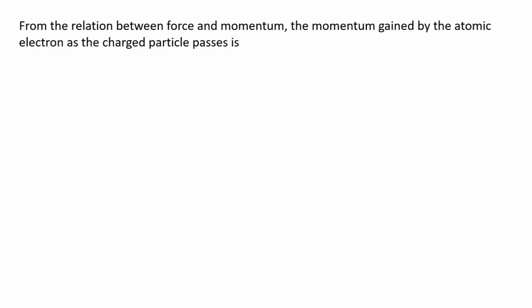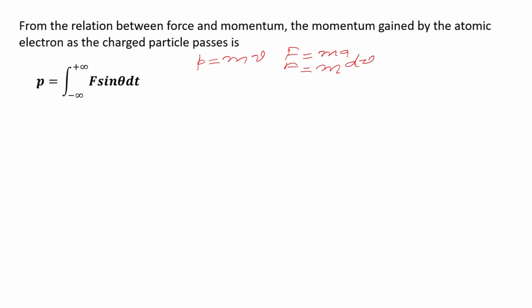Now, we will use the relation between force and momentum. Momentum p is equal to mass into velocity, and force is mass into acceleration, F equals m dv by dt. I will put this as F, then it will be clear. So, dp by dt is equal to F, and p you can write as the integration of F.